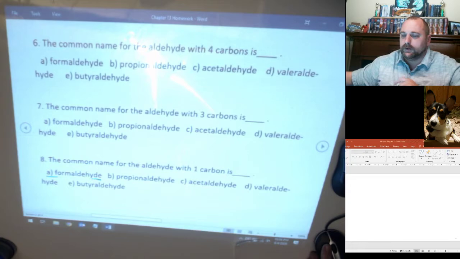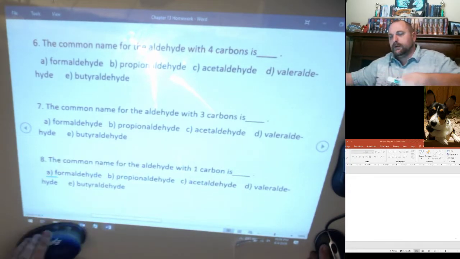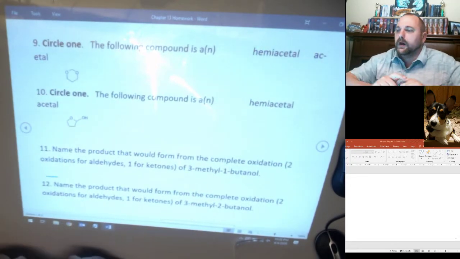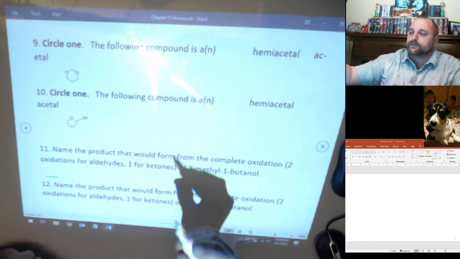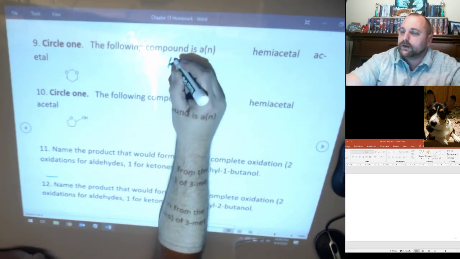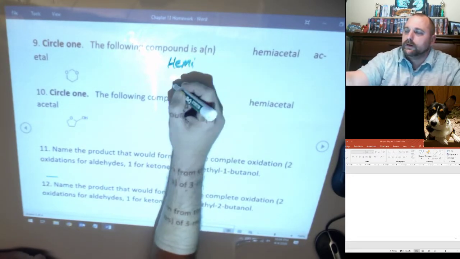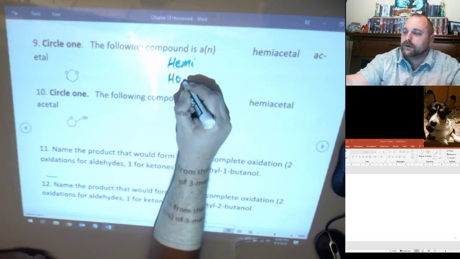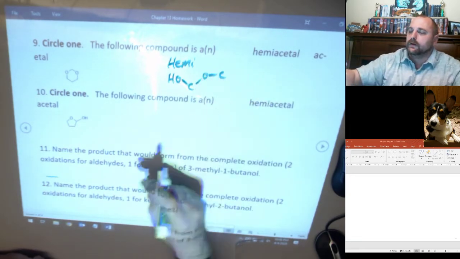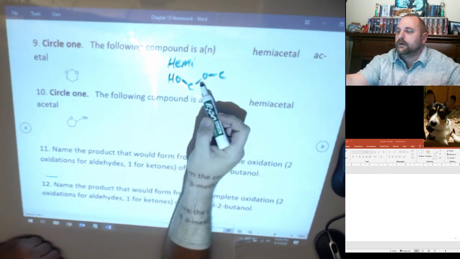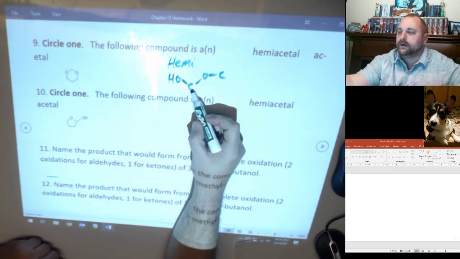Alright, so let's see. Those weren't too bad. What do we have left? The following compound is a hemiacetal or an acetal. Oh man, let's review this. So, a hemiacetal has this structure. Has a carbon, you have an alcohol and an ether on the same carbon.